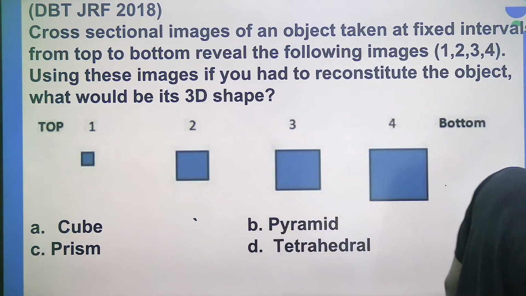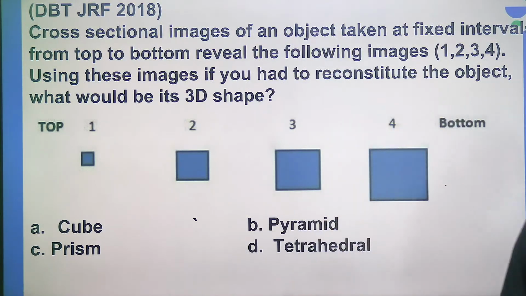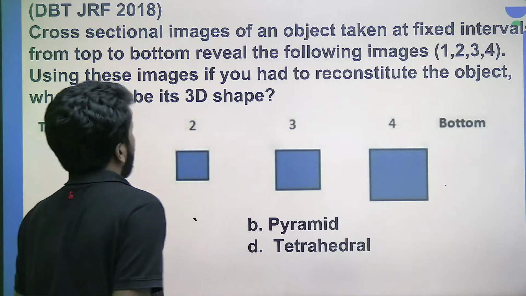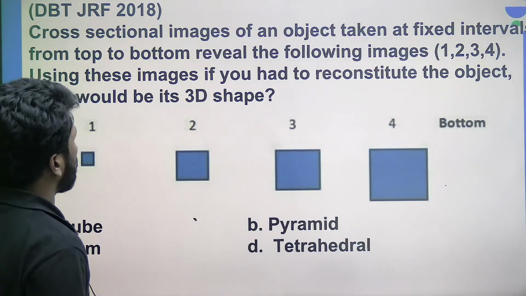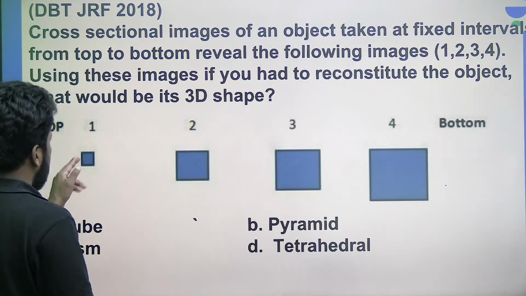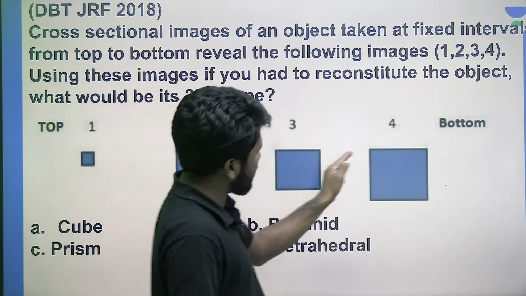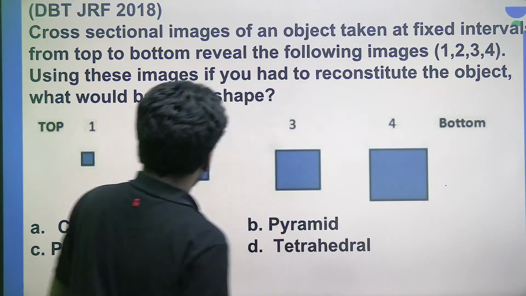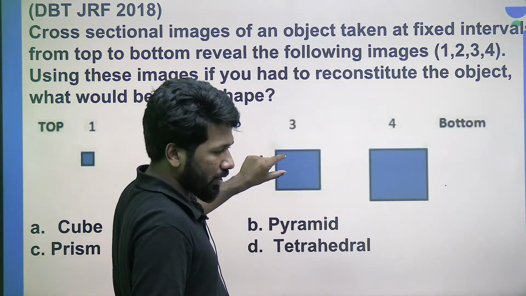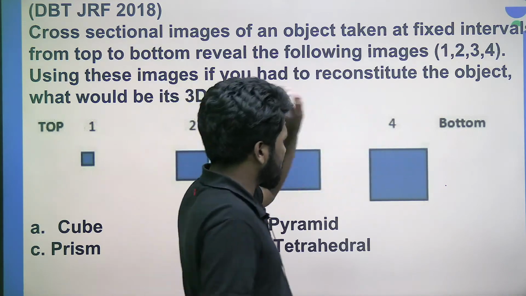So, yeah, we will discuss this question. Cross-sectional images of an object taken at fixed intervals from top to bottom reveal the following images 1, 2, 3, 4. So, first image ऐसा था, second ऐसा है, third ऐसा है, fourth ऐसा है. मतलब फर्स्ट एक छोटा स्क्वायर, इससे भी ज्यादा बड़ा स्क्वायर, इससे भी ज्यादा बड़ा स्क्वायर, इससे भी ज्यादा बड़ा स्क्वायर.